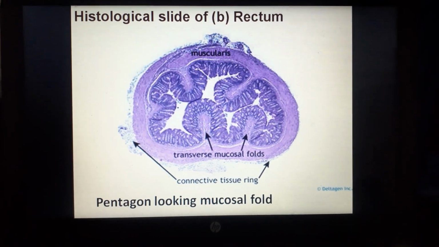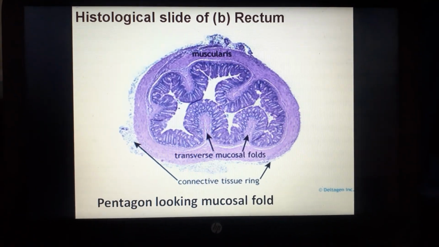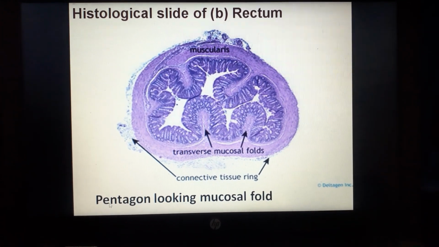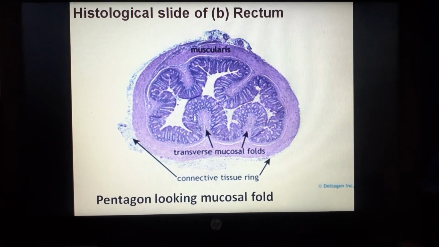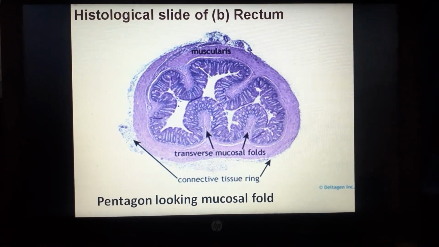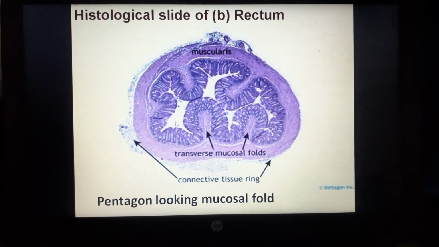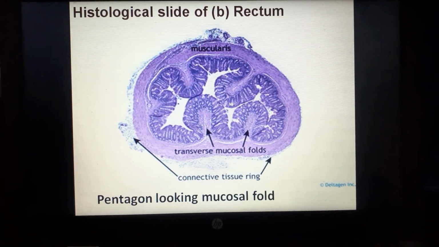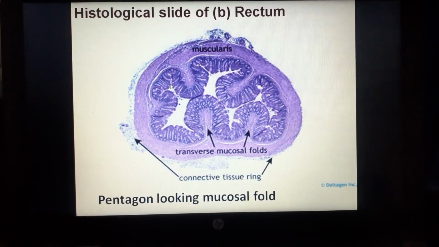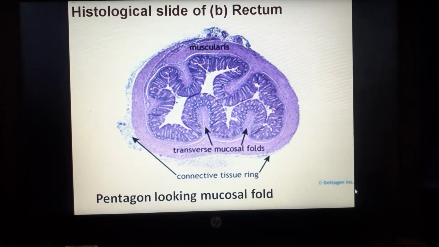Also in the rectum, you will just see the villi plus pentagon-looking mucosal fold. These are villi-like. Okay, so even though it looks like villi, these are also pentagon shaped. So this is of rectum.